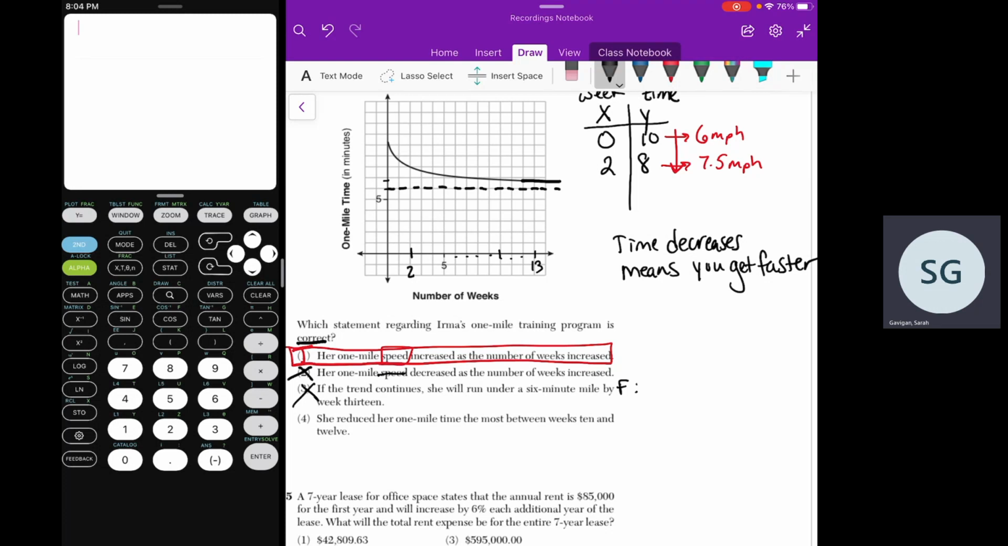And she reduced her 1 mile time the most between weeks 10 and 12. So where was her most dramatic time difference? It's not, they said between weeks 10 and 12. That only went down a little bit. They're talking about average rate of change in this case, whereas her biggest time decrease was in those first couple of weeks. So the answer to that is choice 1.